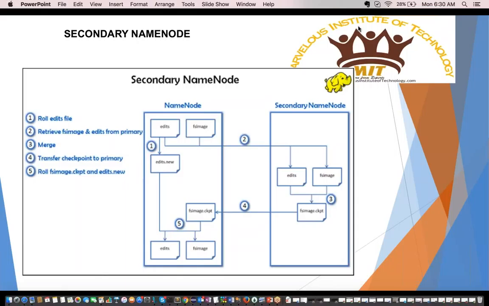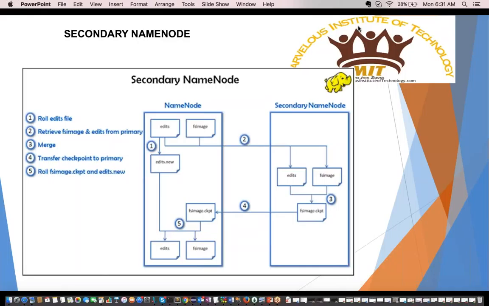In between, while merging, if any operation or transaction happens with the name node, I mean with the cluster, your name node will create an edit.new file. It's like a new edit file, and your fs image will be the updated one. The edit log is the recently created one. When the next checkpoint is met, like 8 o'clock, 9 o'clock, 10 o'clock, 11 o'clock, it will again go to the secondary name node, merge, and give back.